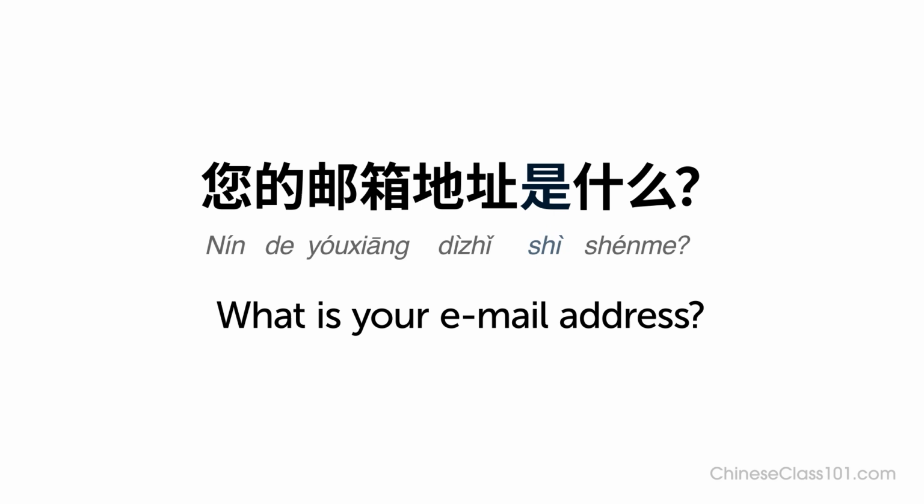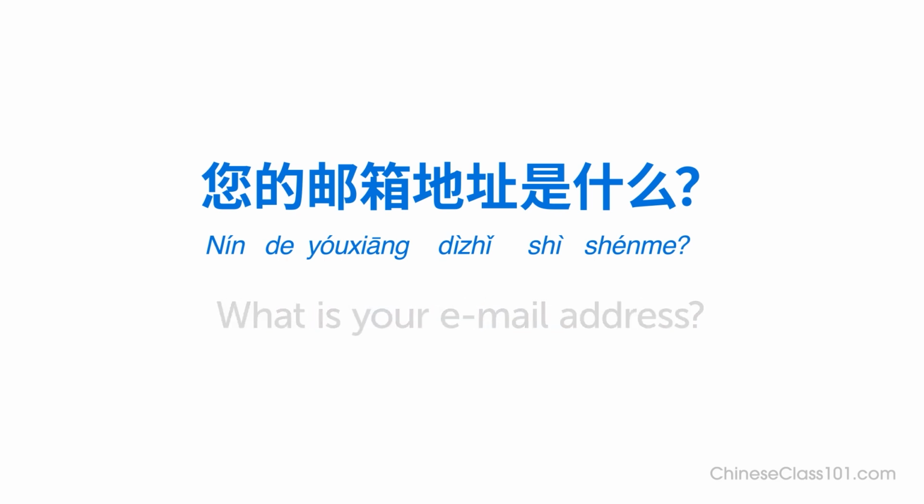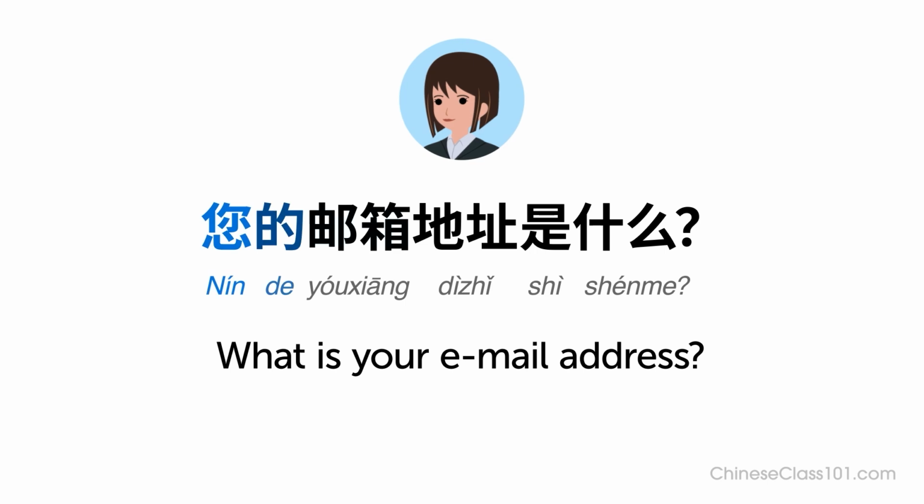Next is 是. In this case, it's like the "is" in "what is your email address?" Last is 什么, what. Altogether, it's 您的邮箱地址是什么？ This literally means "your email address is what," but translates as "what is your email address?" Remember this request. You'll hear it again later.